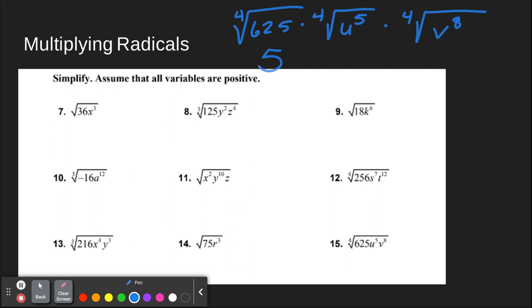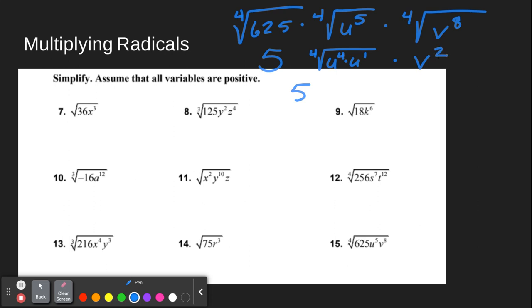When you get to the fourth root of u to the fifth, I want you to think about that as the fourth root of u to the fourth times u to the first. Well, what's the fourth root of u to the fourth? It's just u. Okay? It's all right. You'll get it. You have to practice this and let it sink in. So we're going to rewrite. And then here, let me do this. Do you happen to know what the fourth root of v to the eighth is? It is v to the second.